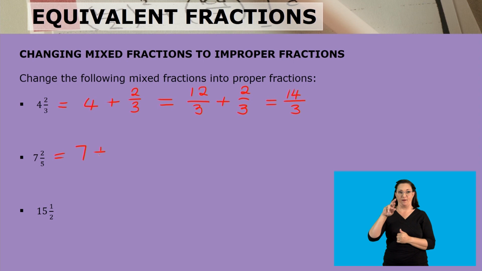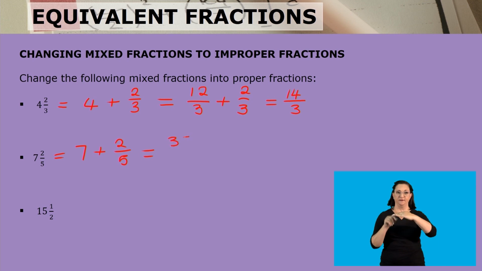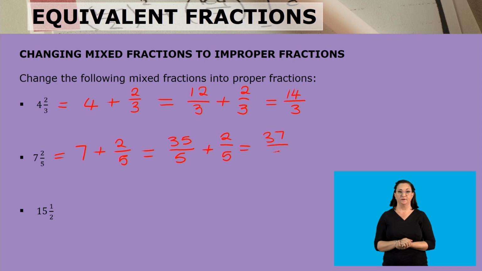We have 7 and 2 fifths. So I'm just going to separate those two. And then 7 can also be written as 35 divided by 5, because remember, I want to keep the same denominator as our common fraction. So we now have 35 fifths and we are adding 2 more fifths. That will give us a total of 37 fifths.